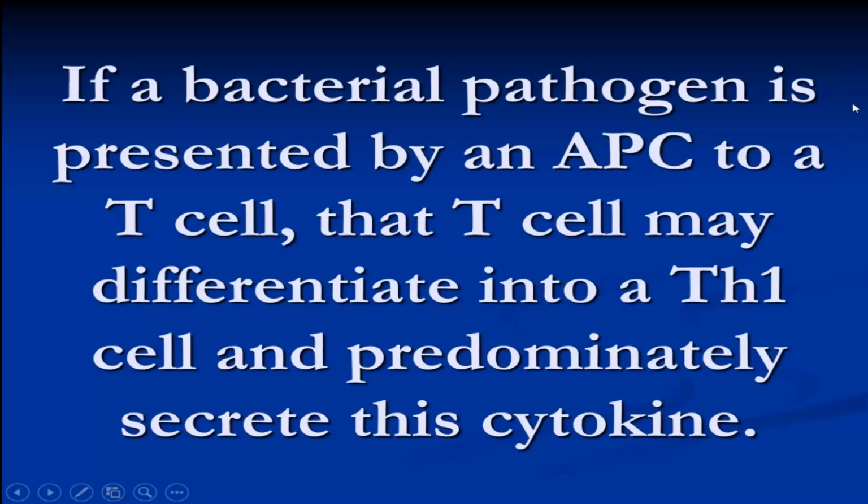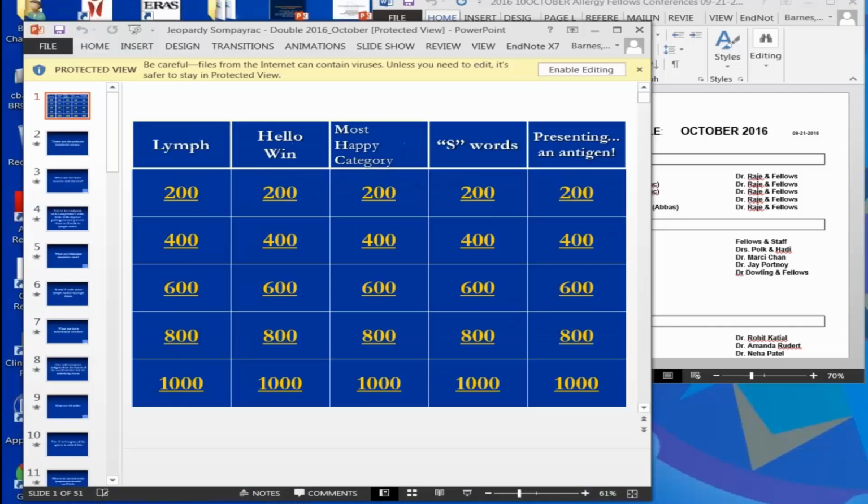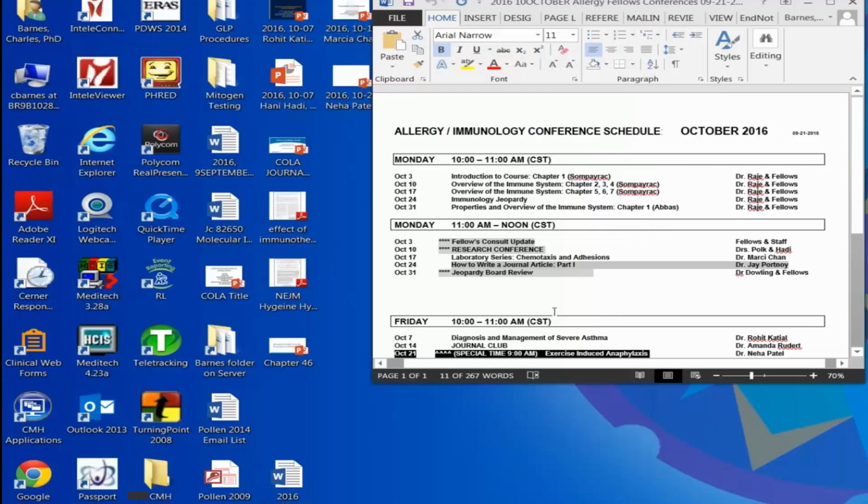Okay, presenting an antigen. If a bacterial pathogen is presented by an APC to a T cell, that T cell may differentiate into a Th1 cell and predominantly secrete the cytokine. So Th1 cytokine. What is interferon gamma? Yay, good job, guys.